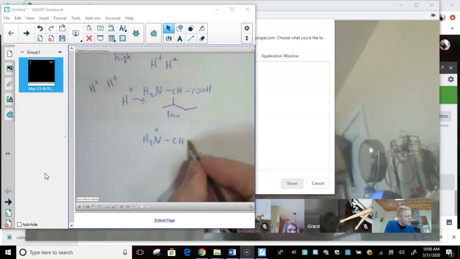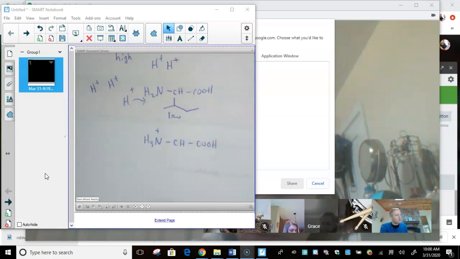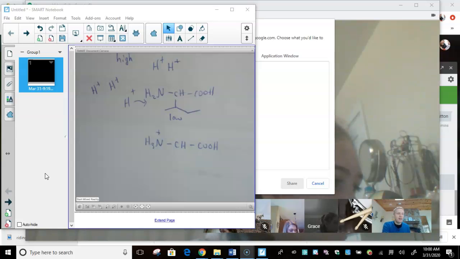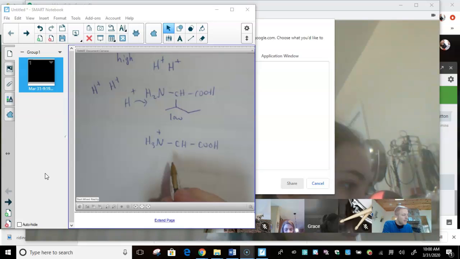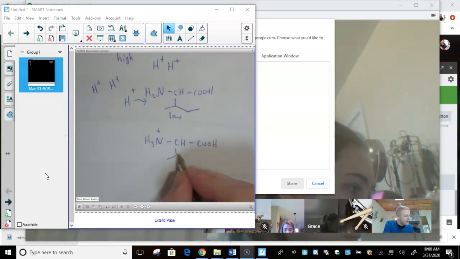You're going to have a couple of these on the test where it asks you which direction is it going to go. Is it going to go towards the positive end of the electrode or the negative end? And it's kind of tricky. It takes some thought.